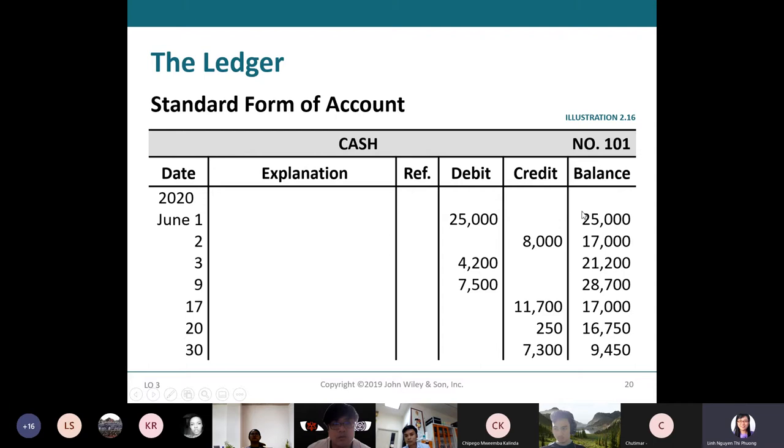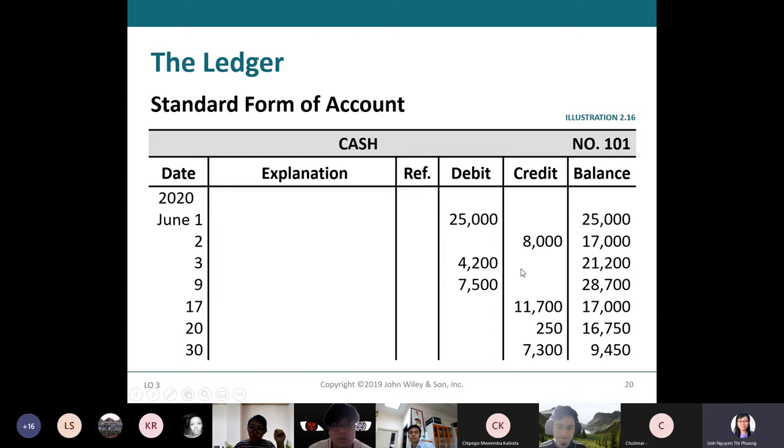The balance column will show what your balance of cash is at the end of every day. Okay, for example, if you want to know how much cash I have at the end of June 3, it will be 21,200, right? If the accountant wants to know how much cash I have at the end of June 30, it would be 9,450. You see the ending balance. So the balance here shows the balance of the account every day. Okay, and this is called the standard form of the ledger.